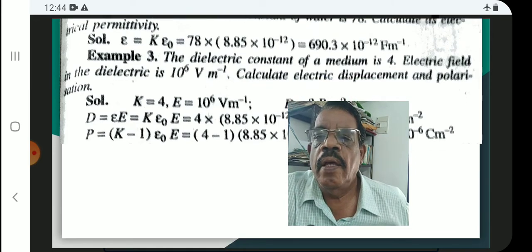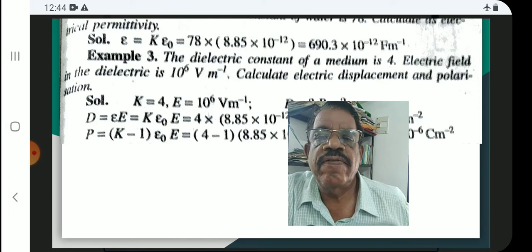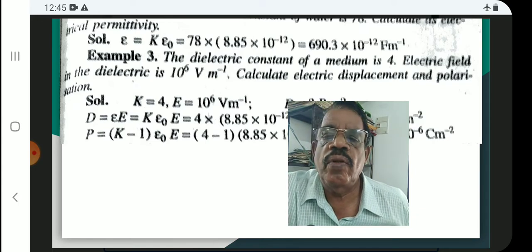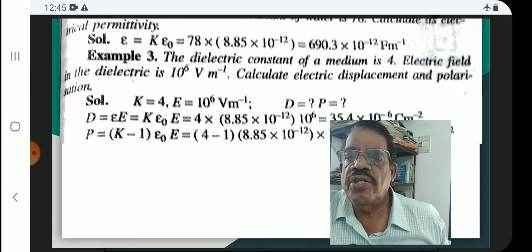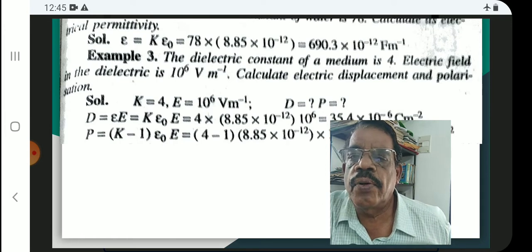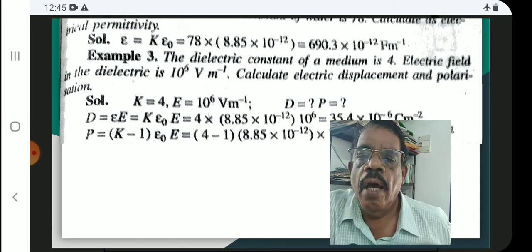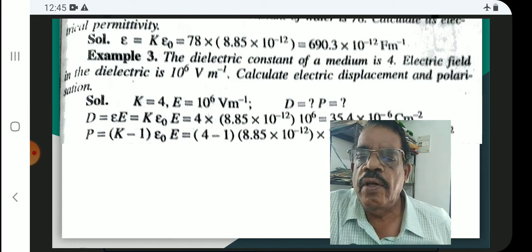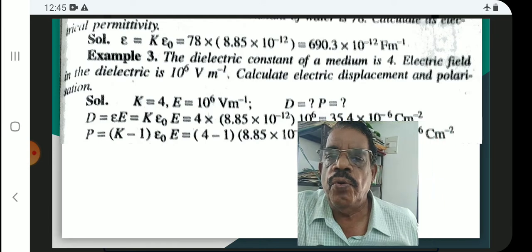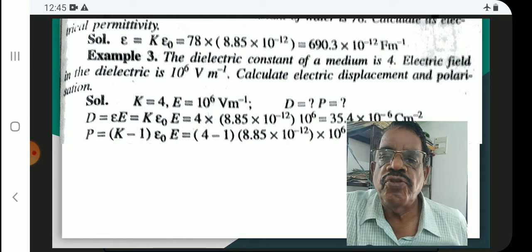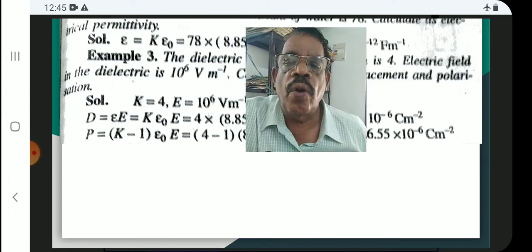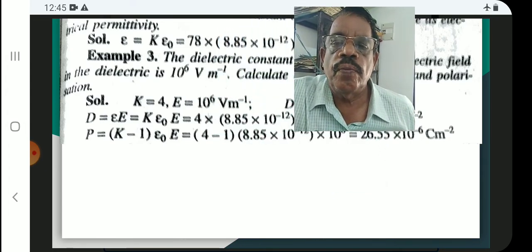Next problem. The dielectric constant of a medium is 4. Electric field of the dielectric is 10 raised to 6 volt meter raised to minus 1. Calculate electric displacement and polarization. Here epsilon r or K is 4. The field is 10 raised to 6. D and P we have to find. D is epsilon E or K epsilon 0 E or epsilon r epsilon 0 E. That is 4 into 8.85 into 10 raised to minus 12 into 10 raised to 6 field. The answer is 35 into 10 raised to minus 6 coulomb meter raised to minus 2.